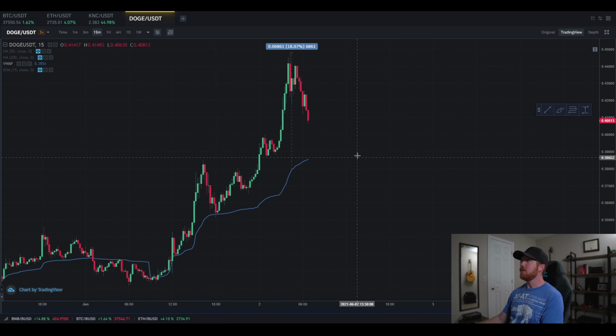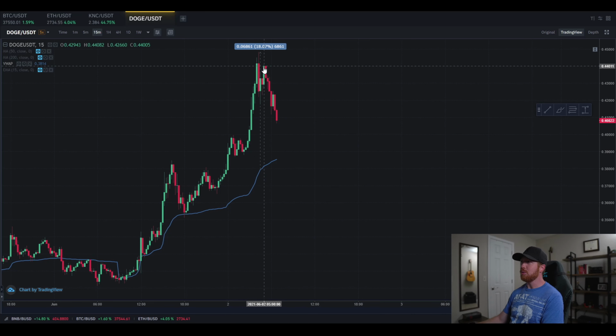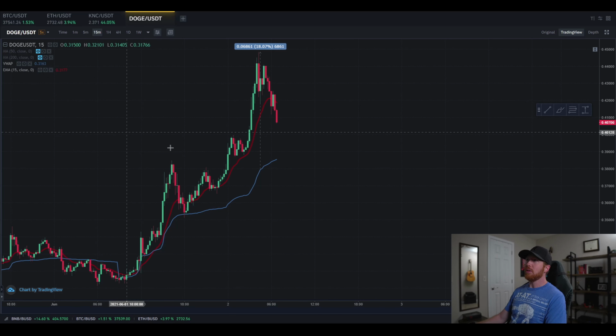But on the same accord, it's something to note because just say, for example, you would trim some off the top here and then took those trimmings and reinvested them here when the price comes back down and bounces off VWAP. That would be a good consideration to think about moving forward, because that's oftentimes what I do in scenarios like this. Okay.